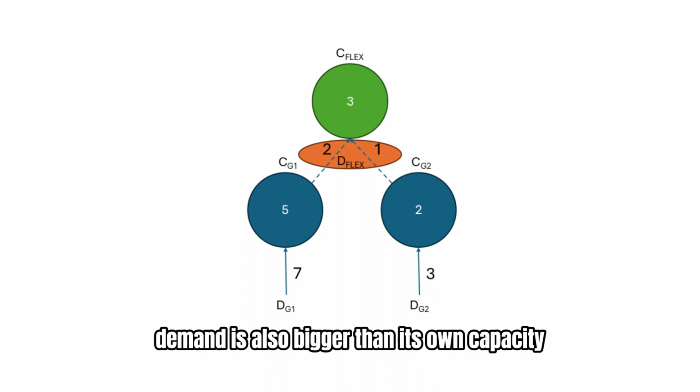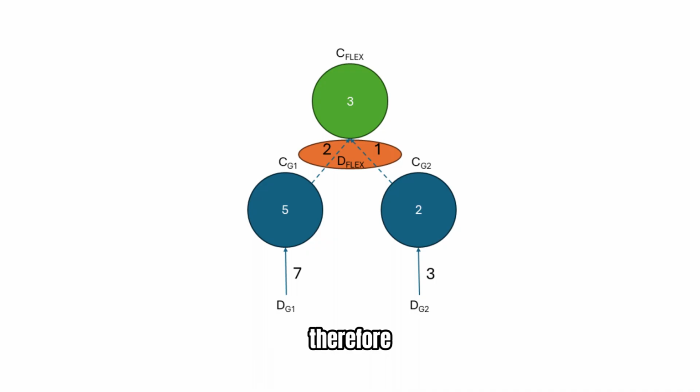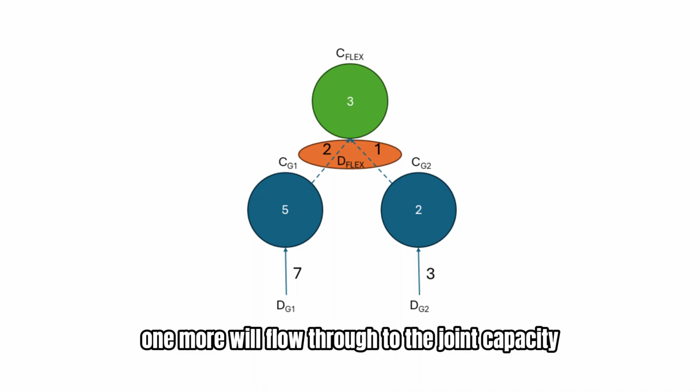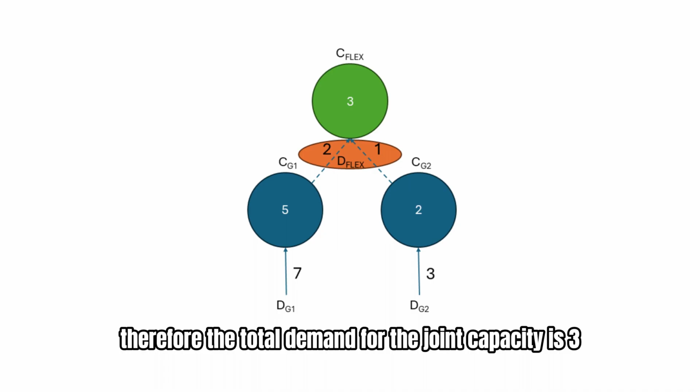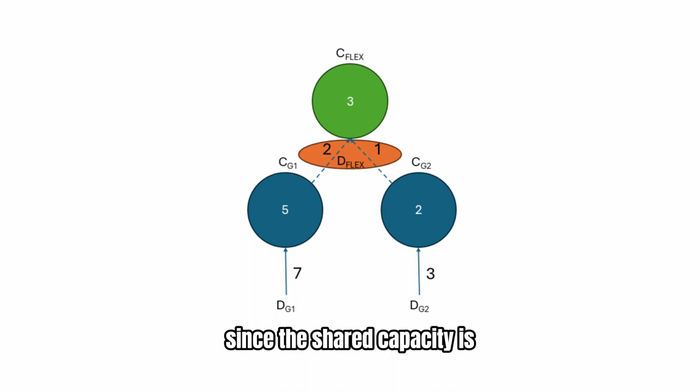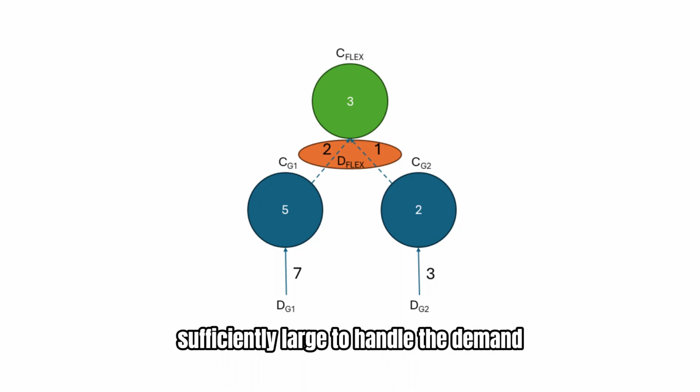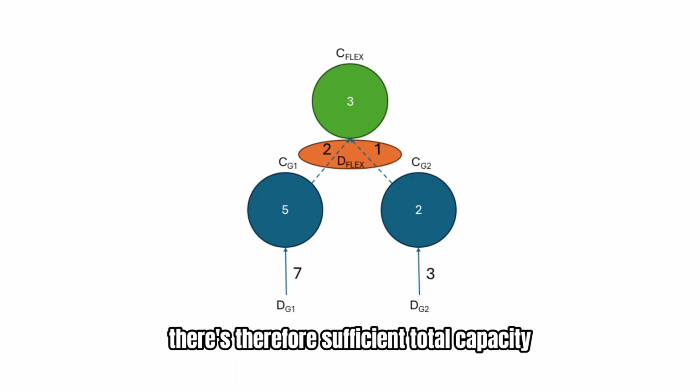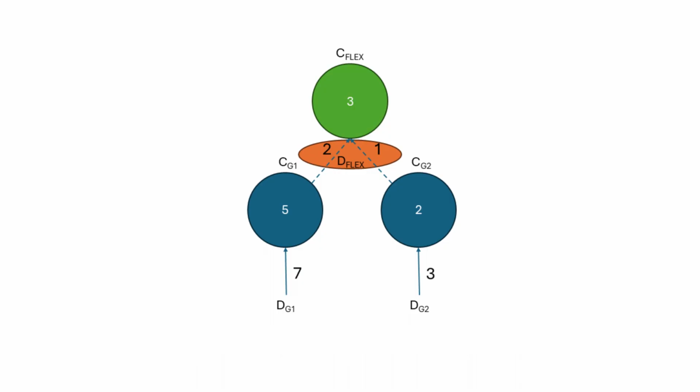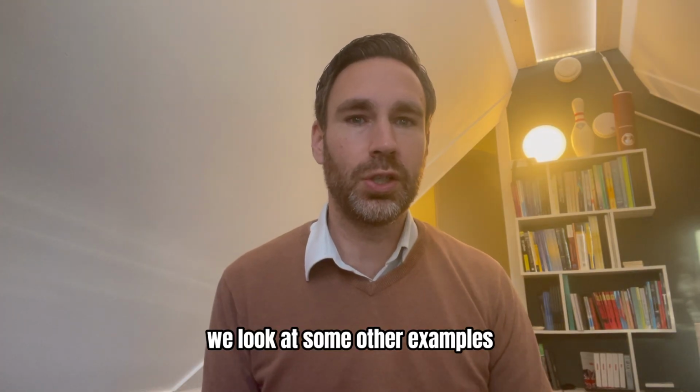But Group 2's demand is also bigger than its own capacity. Therefore, one more will flow through to the joint capacity. Therefore, the total demand for the joint capacity is 3. Since the shared capacity is sufficiently large to handle the demand, there's therefore sufficient total capacity. We look at some other examples.